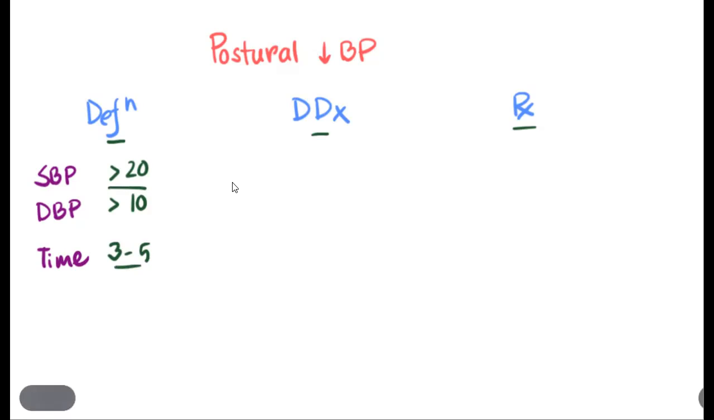Now, what are the differential diagnoses of postural hypotension? The commonest one is hypovolemia or dehydration. The drugs commonly implicated in the cause of postural hypotension are the ACE inhibitors, nitrates used in cardiac patients, and even TCAs. TCAs cause postural hypotension.